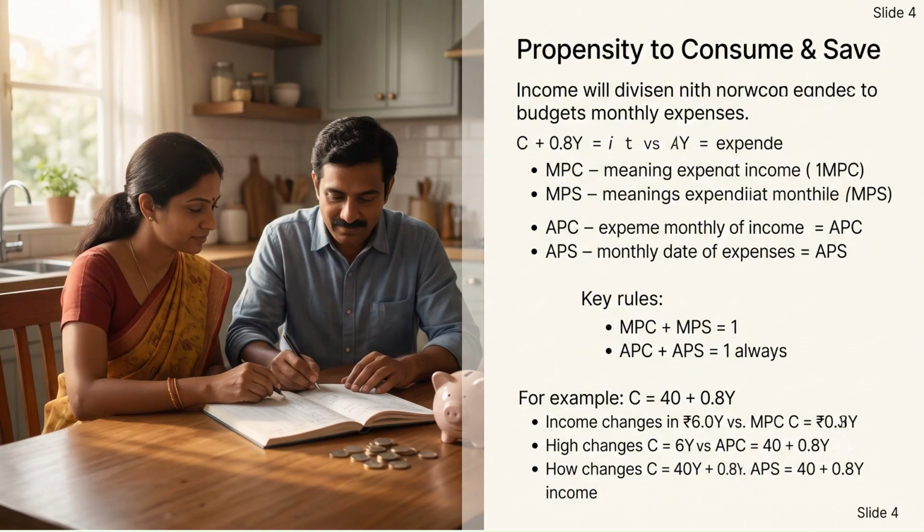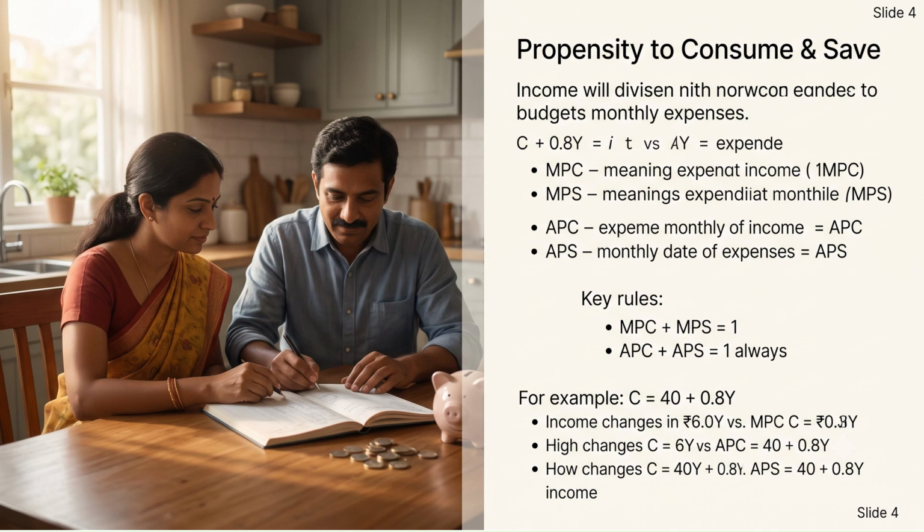Whenever an Indian family earns an extra rupee, they make a split decision. Spend a portion, save the rest. Y equals C plus S basically means income equals consumption plus saving. You see the table on your screen outlining marginal propensity to consume and marginal propensity to save.